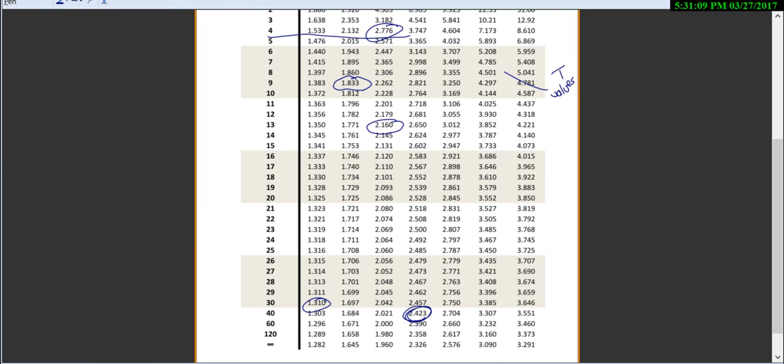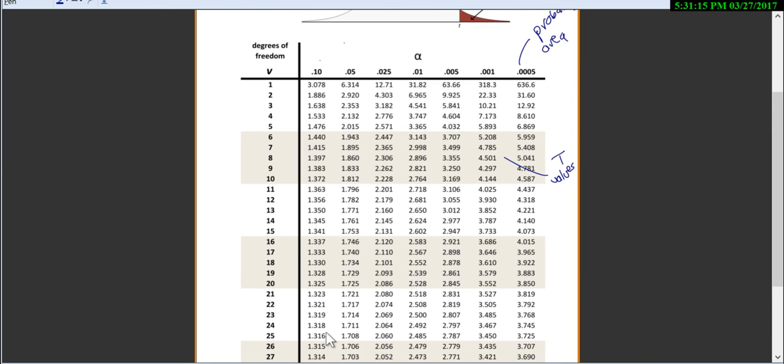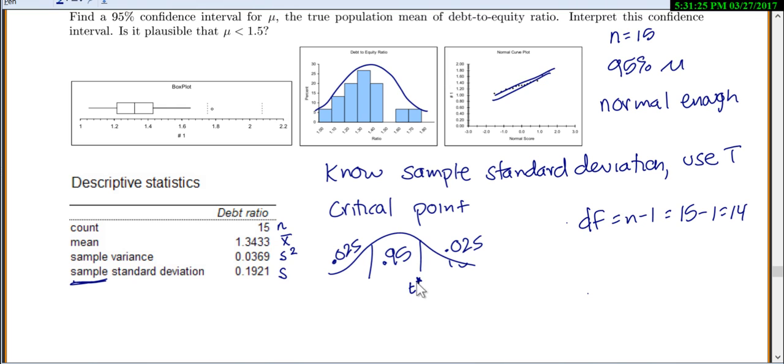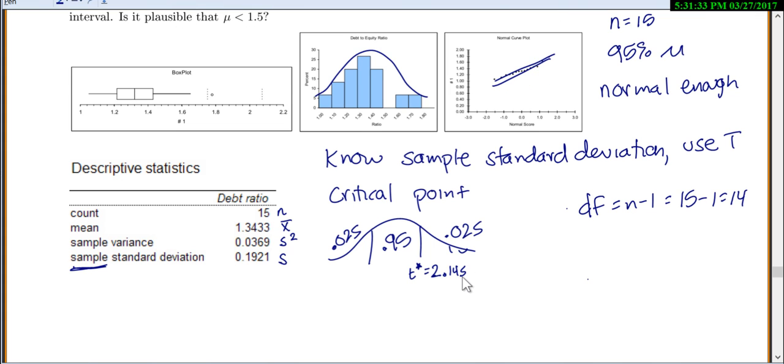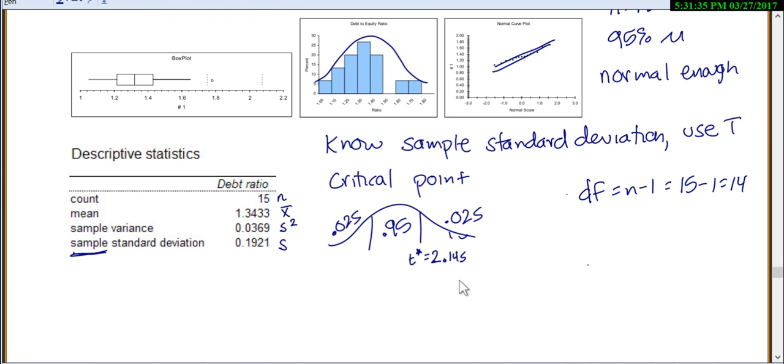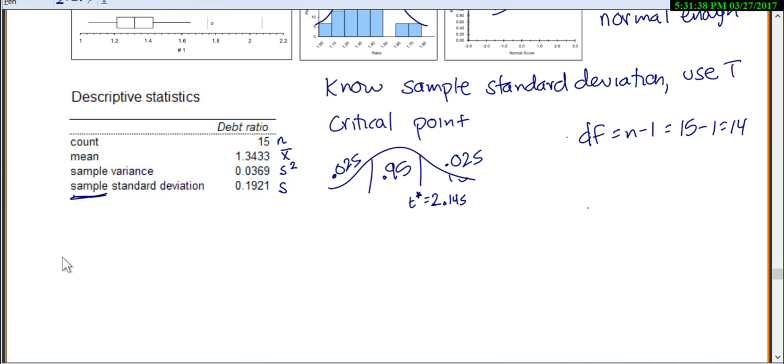So we'll go to our table. We want 0.025 and 14 degrees of freedom. Looks like we're at 2.145. So this t, and I'm just going to call it t star, equals 2.145. T star is just a lot easier to write. So then to find my actual confidence interval, we'll use our formula. X bar plus or minus our t star, s over the square root of n.